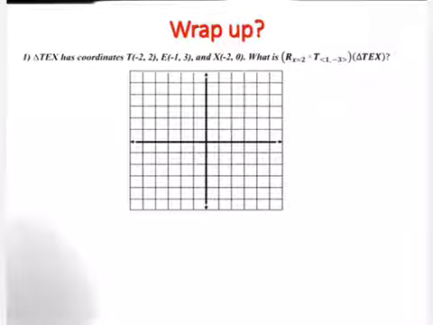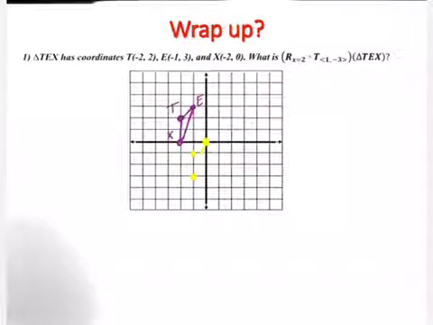Okay, so this time we have triangle TEX again, so we're going to plot the points. (-2, 2) is where the T goes. So we got T, (-1, 3), and then (-2, 0) would be the X. So there's our pre-image. Then they want us to translate it right 1 down 3. So right 1 down 3, right 1 down 3, right 1 down 3.